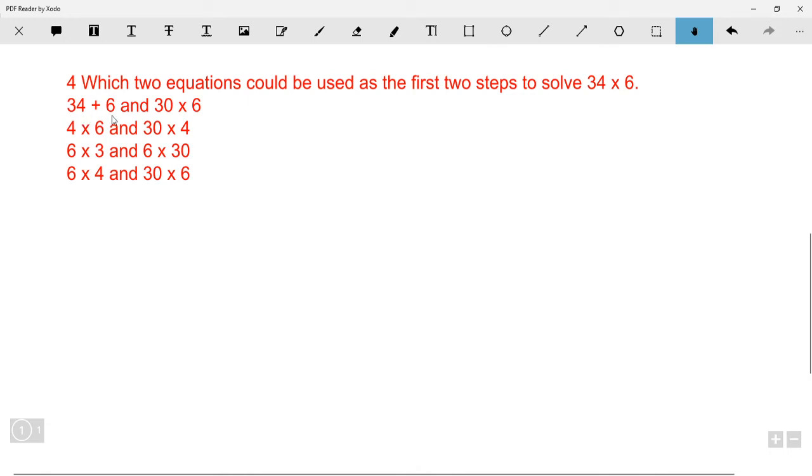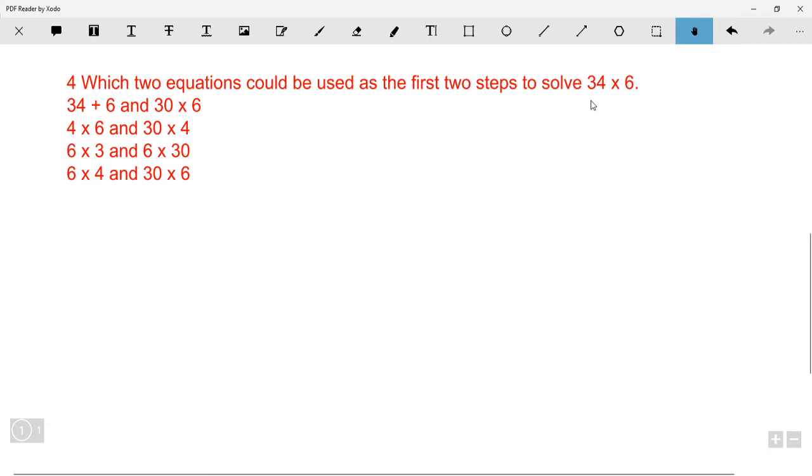So we have 34 plus 6 and 30 times 6, 4 times 6 and 30 times 4, 6 times 3 and 6 times 30, and 6 times 4 and 30 times 6.